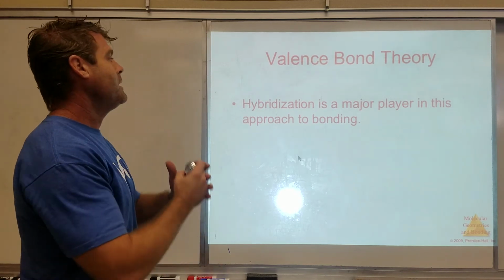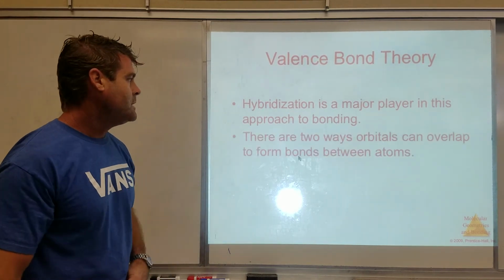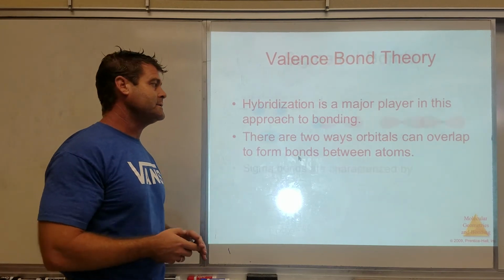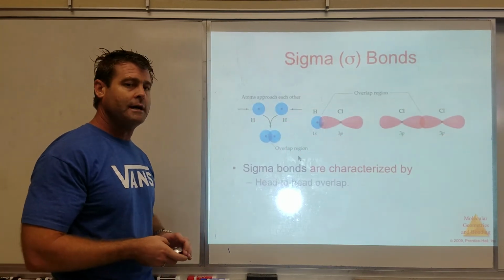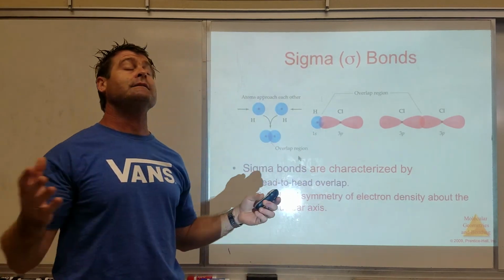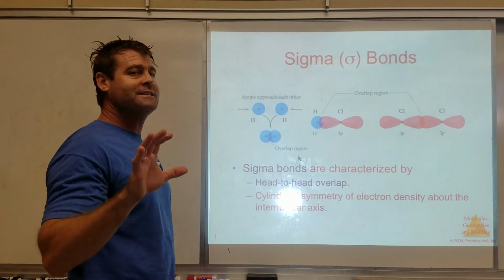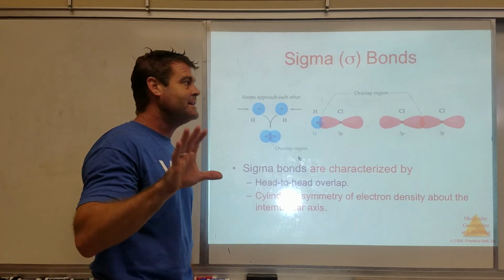All right, valence bond theory. Hybridization is a major player in this approach to bonding. 2 ways orbitals can overlap. Okay, guys, so this is what we're finishing the last major topic for today. We have what are called sigma bonds. And you're like, dang, is this another new thing we got to learn? Sigma bonds. If you did think about sigma bonds like single bonds, you'll be all right.